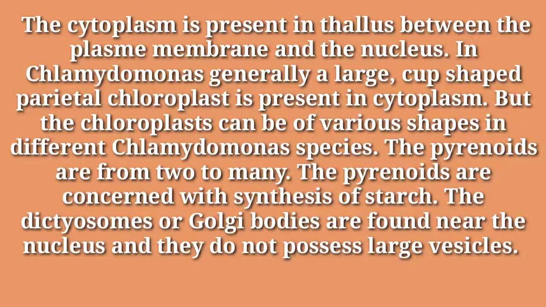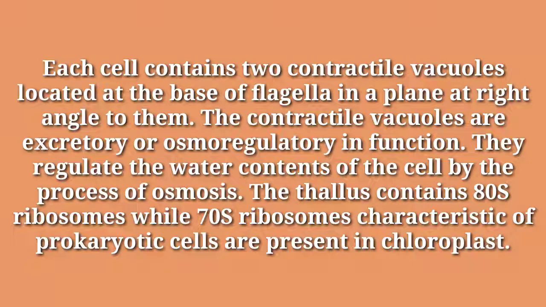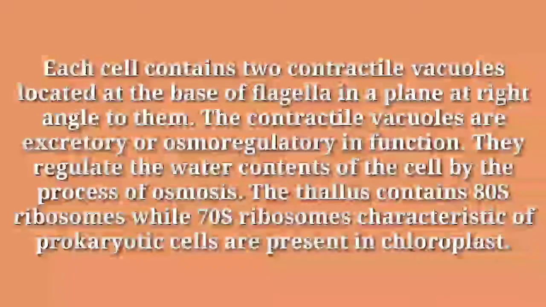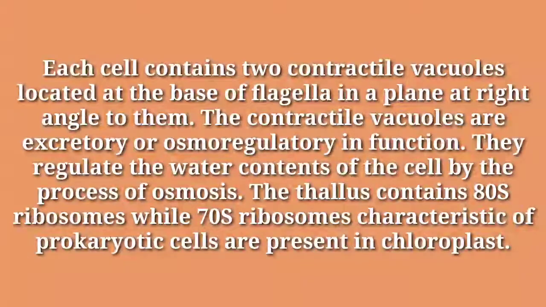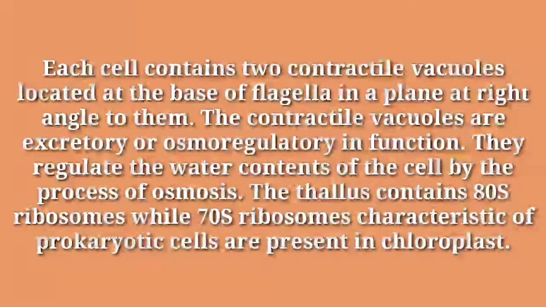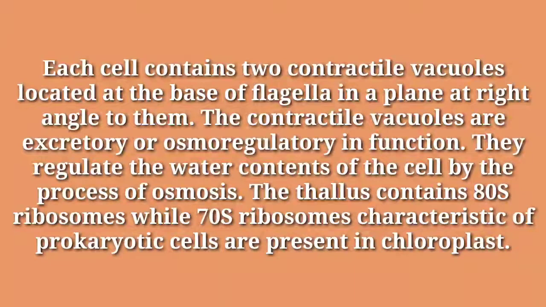The dictyosomes or Golgi bodies are found near the nucleus and they do not possess large vesicles. Each cell contains 2 contractile vacuoles located at the base of the flagella in a plane at right angle to them. The contractile vacuoles are excretory or osmoregulatory in function. They regulate the water contents of the cell by the process of osmosis. The thallus contains 80 S ribosomes while 70 S ribosomes, characteristic of prokaryotic cells, are present in the chloroplast.